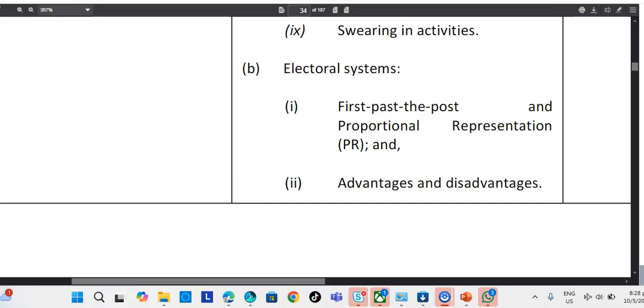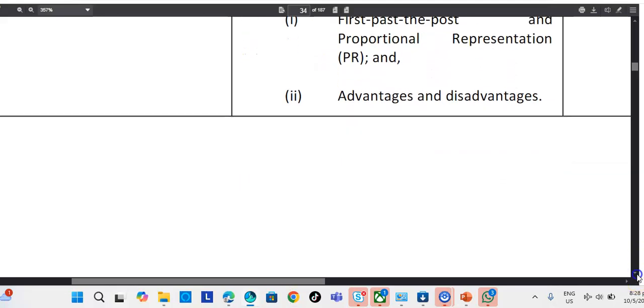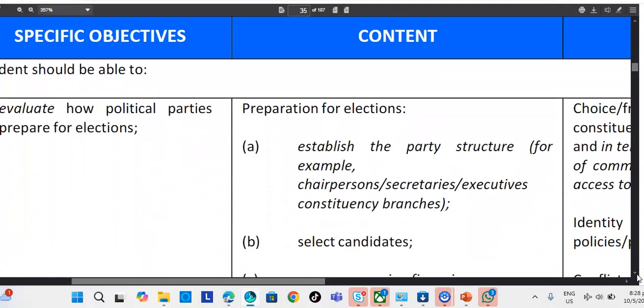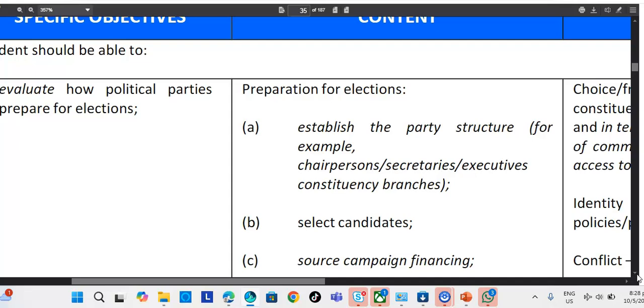All right, guys. So both systems have their advantages and their disadvantages. All right, still on the syllabus: evaluate how political parties prepare for elections.